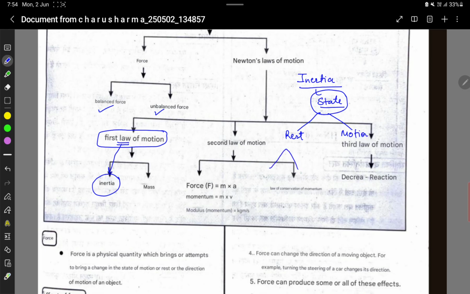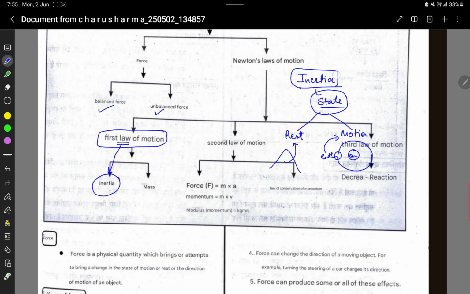Let us say a mountain. A mountain is staying in its place for a very long period of time, so we call it an inertia of rest. And let's say, for example, earth is revolving around the sun. This is the sun and these are all the planets, earth. So earth is continuously revolving around the sun, so we call it an inertia of motion.